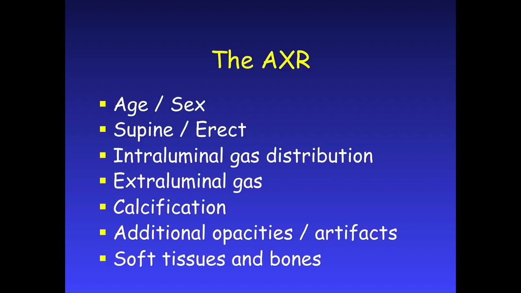Okay, so the age and the sex and supine or erect are going to be written on the film somewhere, aren't they? Or usually they will be. There will be some indication of it, or it will be given in your history that this is the patient's age, this is the sex. Supine or erect will be written on the film. So okay, thanks. The main things on an abdominal X-ray out of this list are luminal gas pattern, extraluminal gas, calcification, and additional opacities or artifacts.